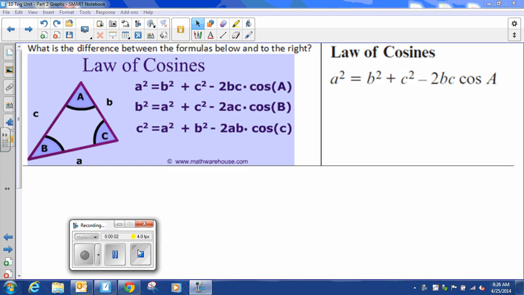In today's lesson, we will learn about the law of cosines. As you can see, the formula on the right is found on your reference sheet. They only give you this version: a squared equals b squared plus c squared minus 2bc cosine A.